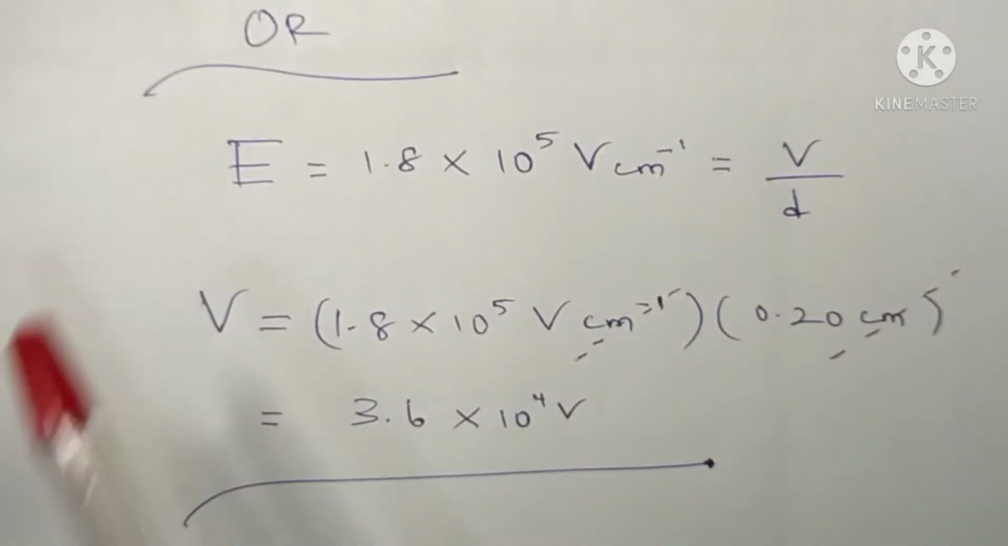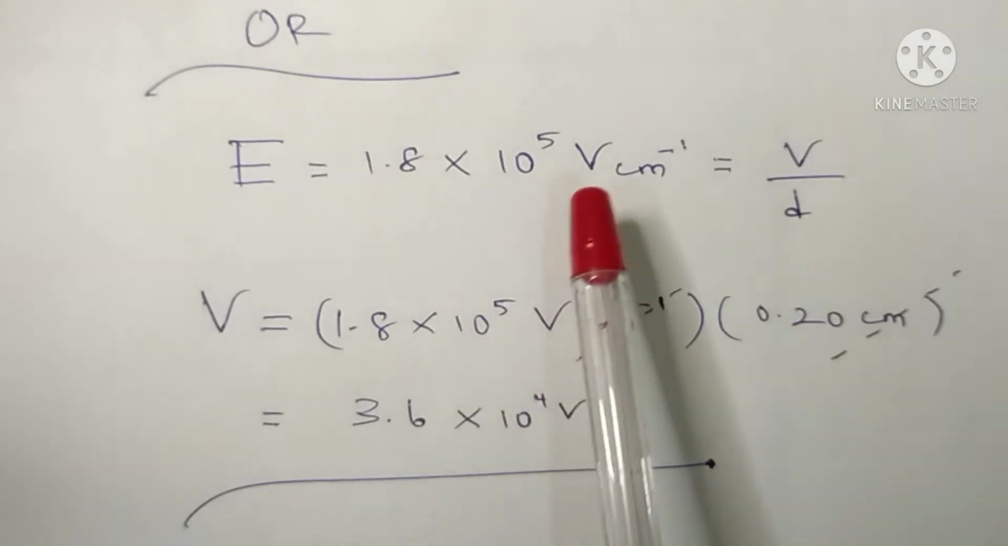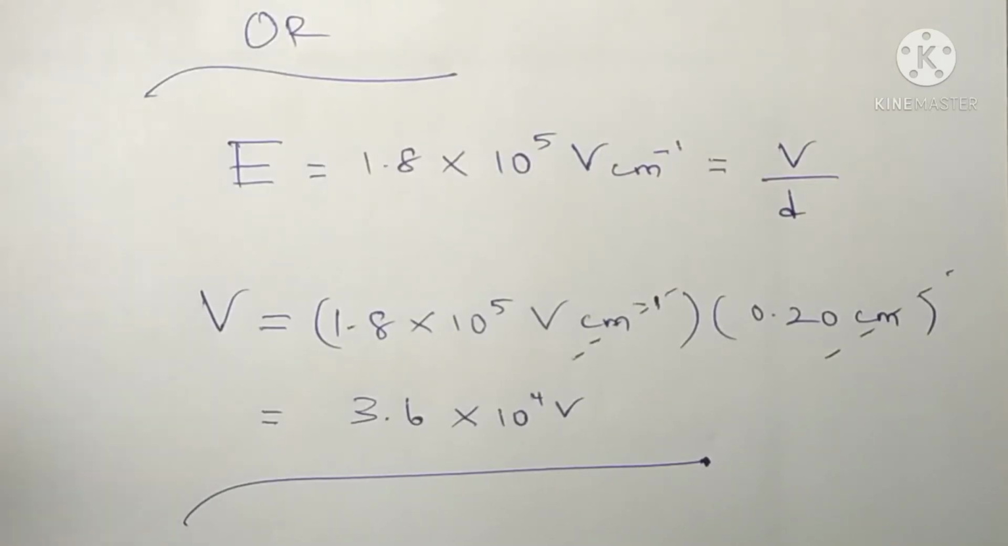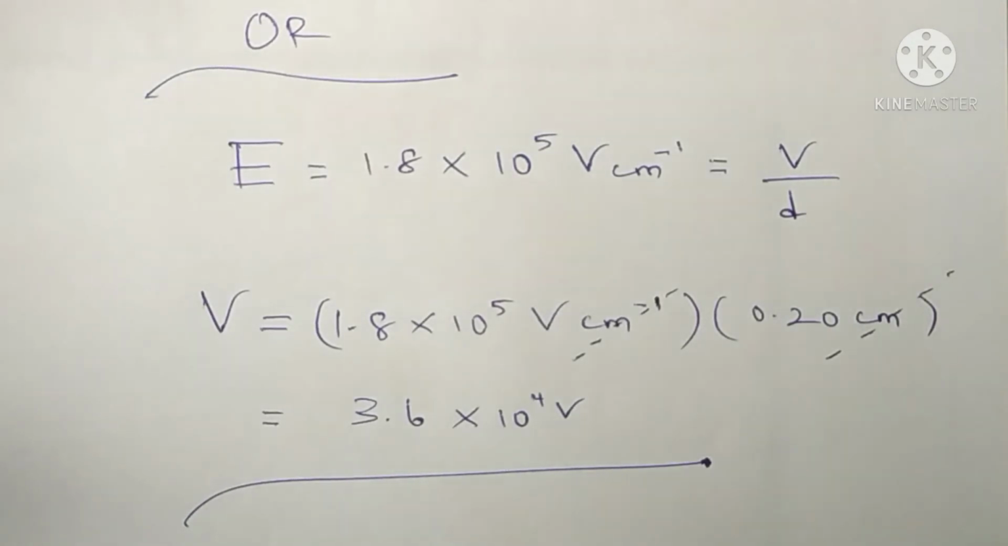Or we can put it in this way without converting any volt per cm to volt per meter, where 1 over cm and cm will cancel each other. We still manage to get the maximum potential difference, which is equal to 3.6 times 10 to the power of 4 volt. Simple like a bubble without giving you any trouble.